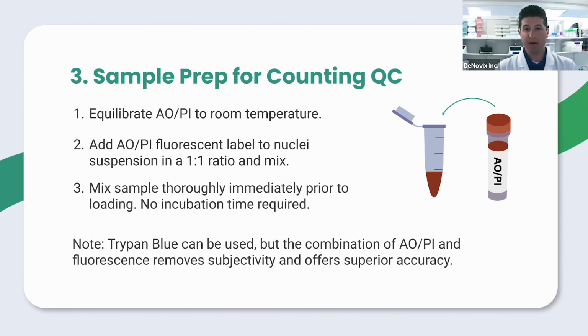I have been talking a lot about AOPI, but trypan blue is something that can be used to count and quantify your nuclei. But the combination of AOPI and the fluorescent signal of the two stains removes a lot of subjectivity from our counting and offers a superior accuracy in the count. So trypan blue does work. We just strongly recommend the AOPI considering the nature of the sample here.